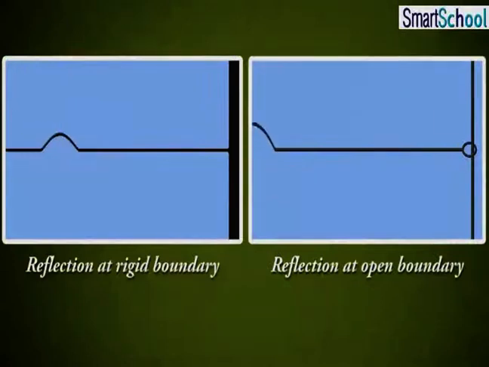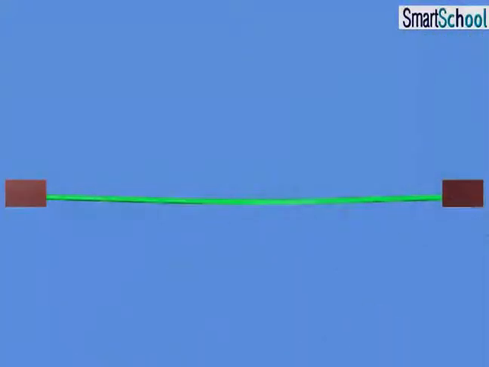In the earlier module, we considered reflection of waves at one boundary. But there are situations in which reflection takes place at two or more boundaries. Let us understand those scenarios by an example of a string.